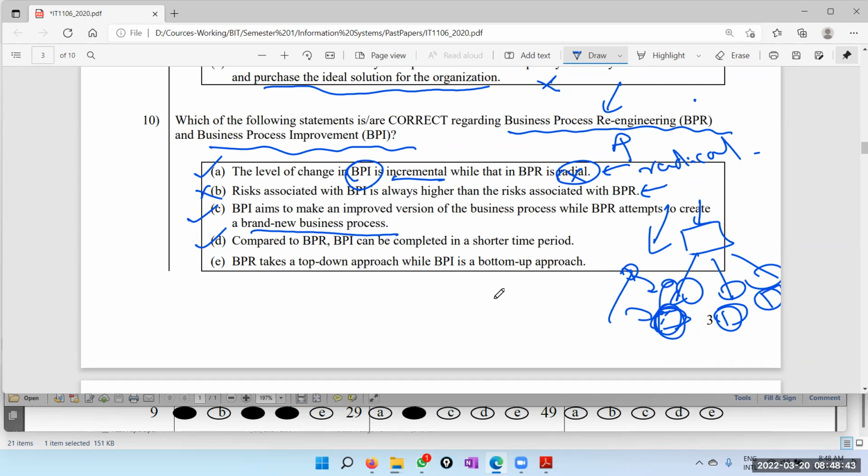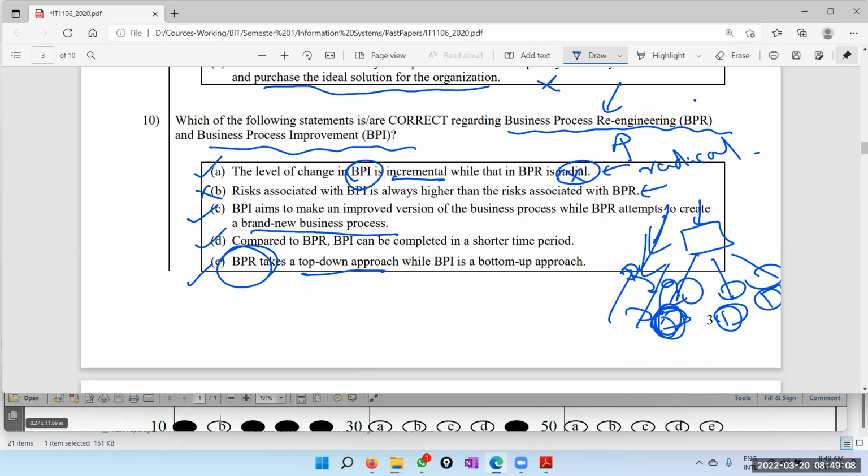So now let's read it. BPR takes a top-down approach. Yes, business process re-engineering is a big change. It has to come from the top. While business process improvement is a bottom-up approach. Because yes, right. Small changes are identified by these low-level people and they can even do it. Correct. So the answer is everything other than B. Okay. Everything other than B.